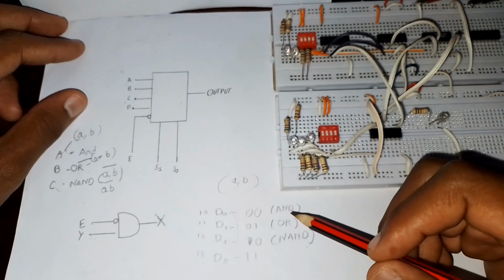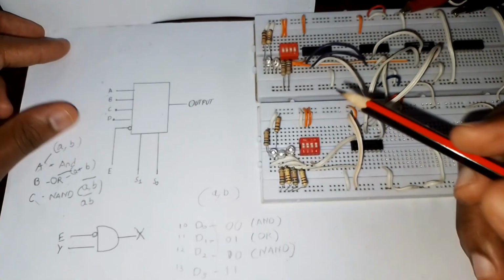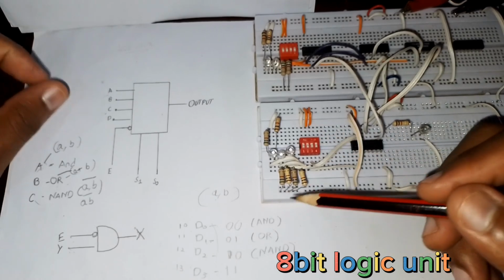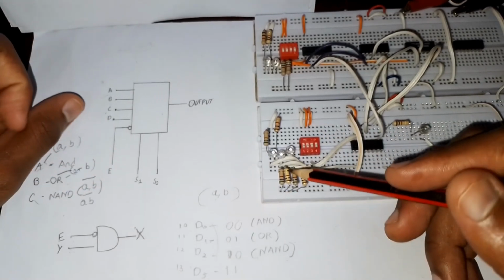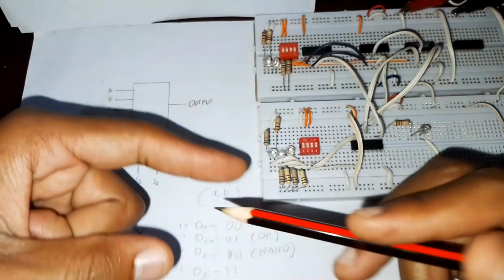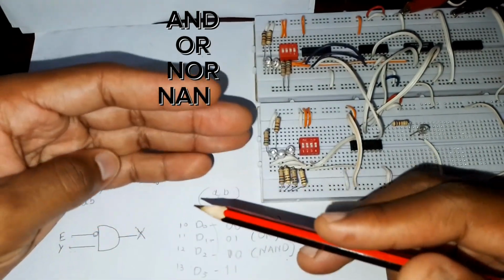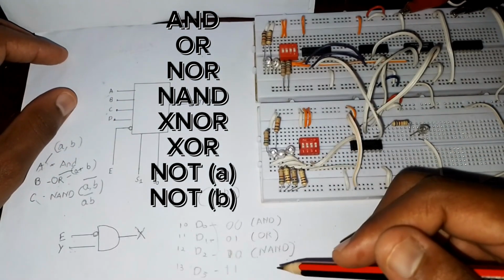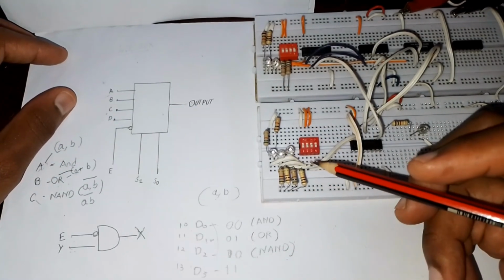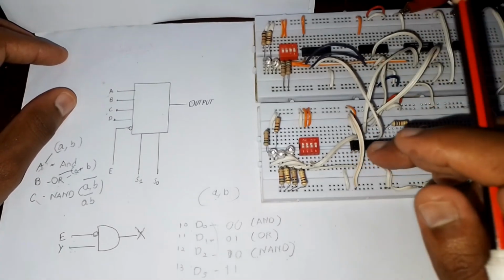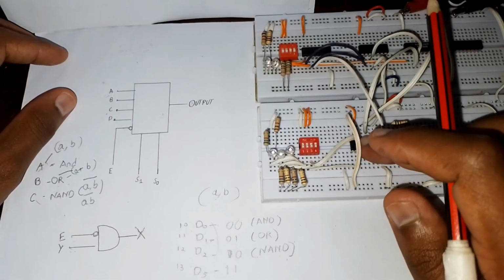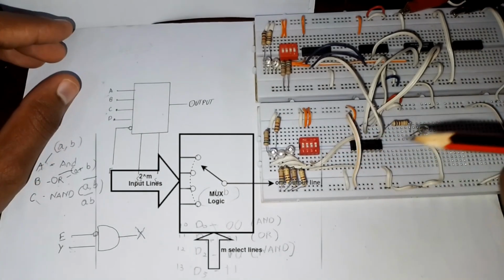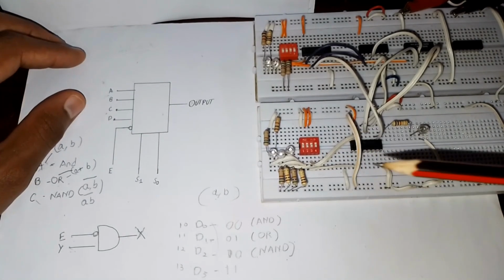So we are continuing well in our series making the 8-bit logic unit, and as we said, the 8-bit logic unit will be containing the 8 logic operations. It will be having AND, OR, NOR, NAND, XNOR, XOR, and not A, not B. So those are the logic operations that it will be doing, and all those inputs are going to be entering this multiplexer circuit, and they are going to be selected using different codes. So different codes will be representing those operations.